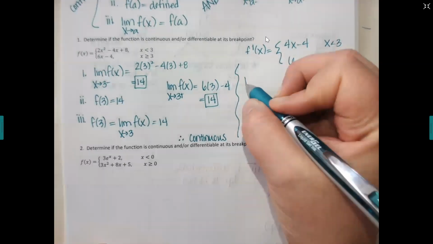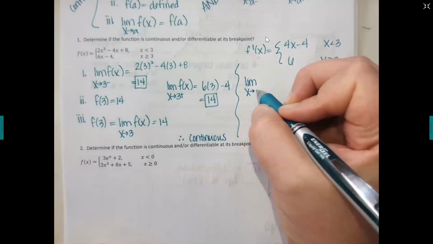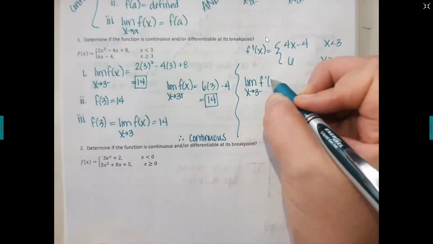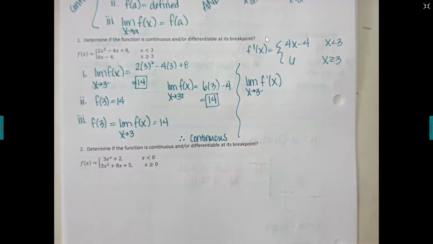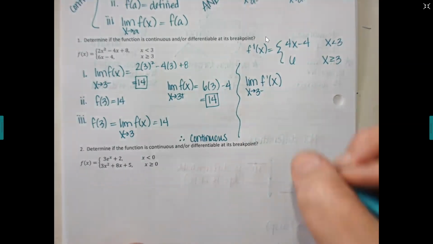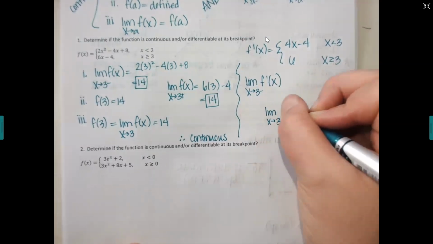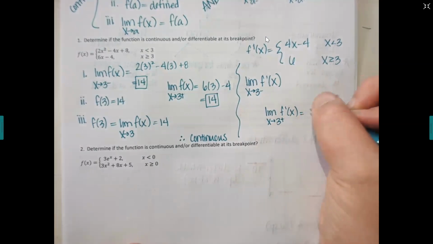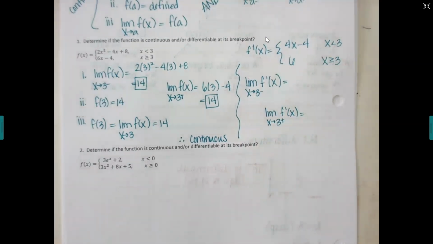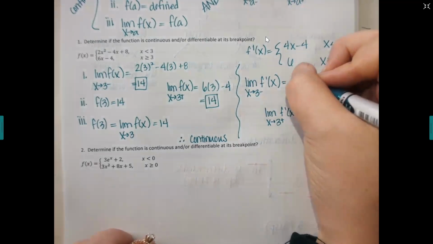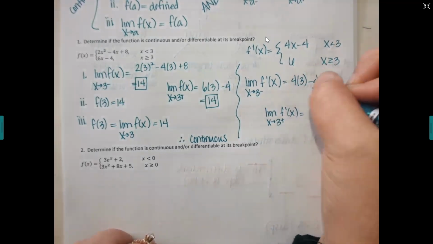So limit as x approaches 3 from the left of f prime of x. Okay, notice that this isn't still f, now this is the derivative. Then I'll do the same thing here for the right side. Okay, let's do my left side first. I'm taking a 3, I'm plugging it in. What's 4 times 3? 12, take away 4. Okay, that is 8. Very good.